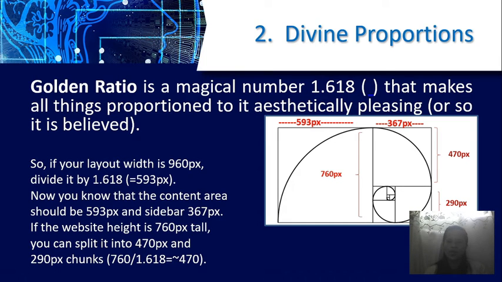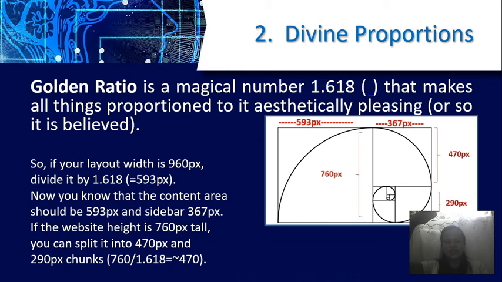Then, if your layout width is 960, you will divide it by the golden ratio, 1.618. Then it equals 593 px. That is the main content of your website, the main content area. Then the sidebar, which is 367 pixels, is the second most important content of your website.